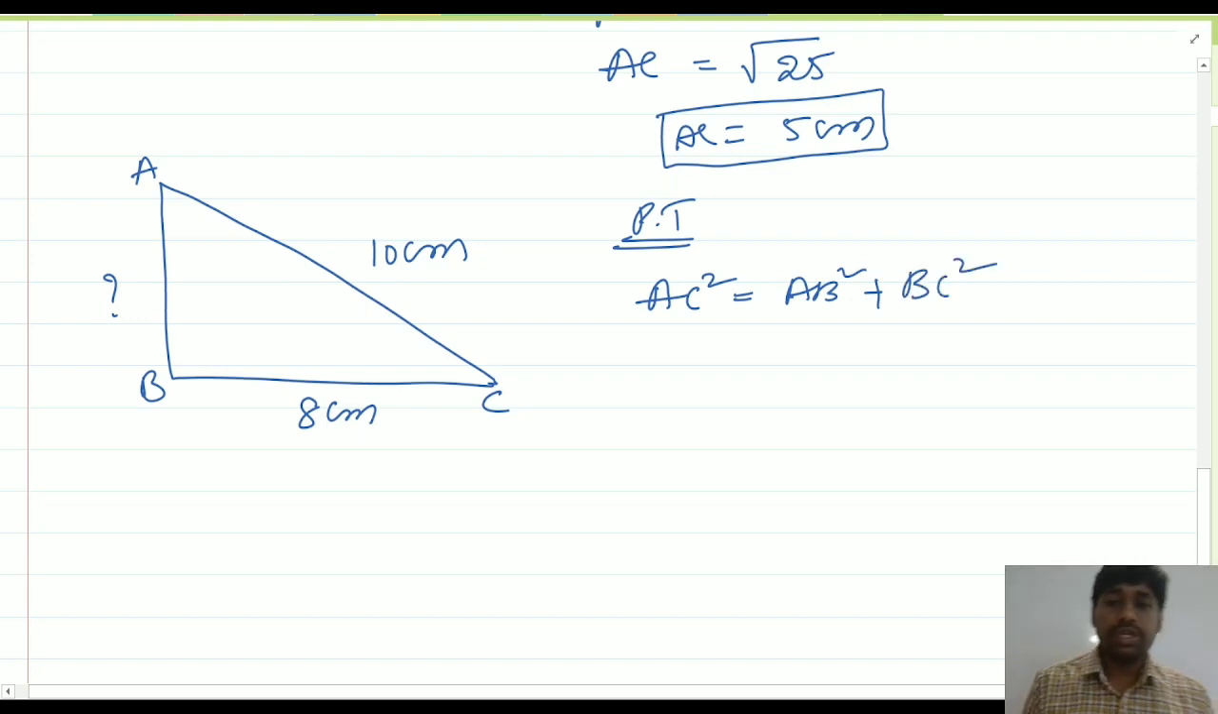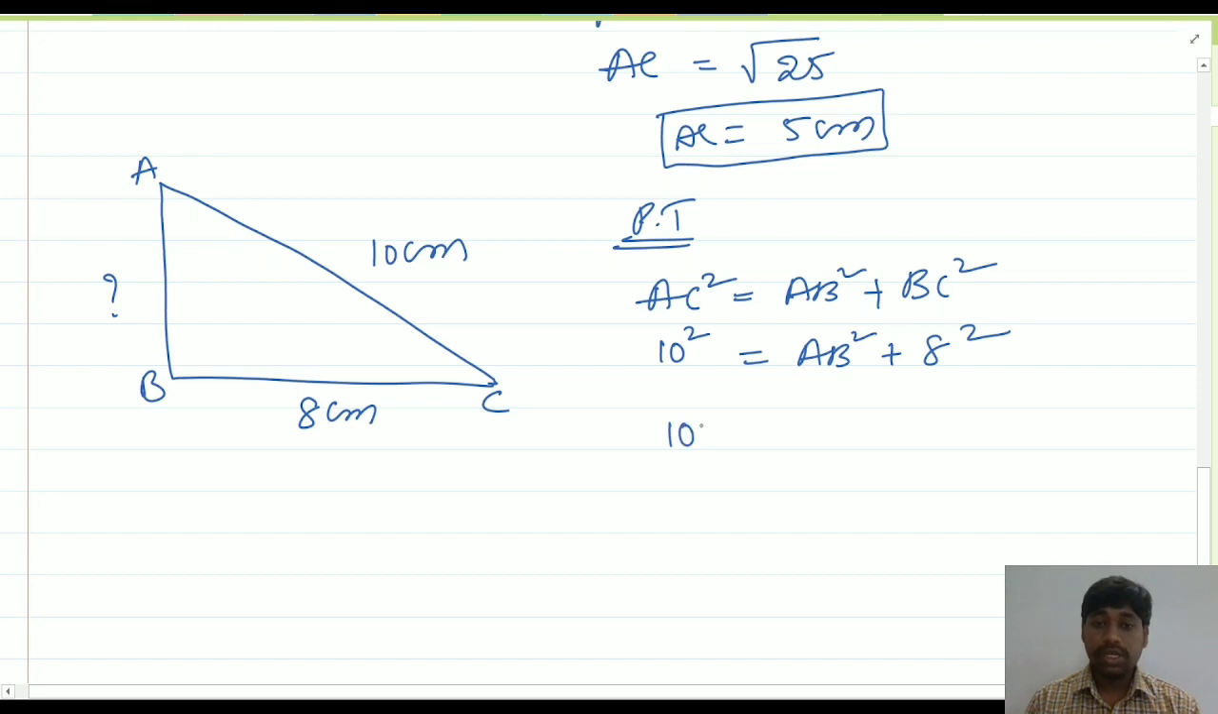Sir, will it always be ABC? No, there is no need to take ABC. You can take PQR also, or you can take small abc also. So, as the hypotenuse is given, 10 square, which is equal to the adjacent side that is not given, AB square, then the base is given as 8 square.